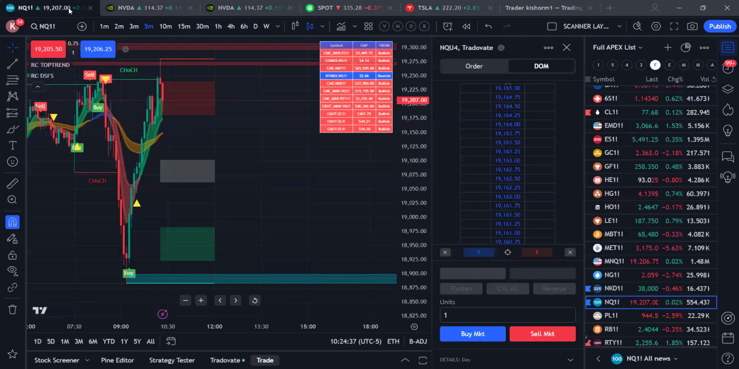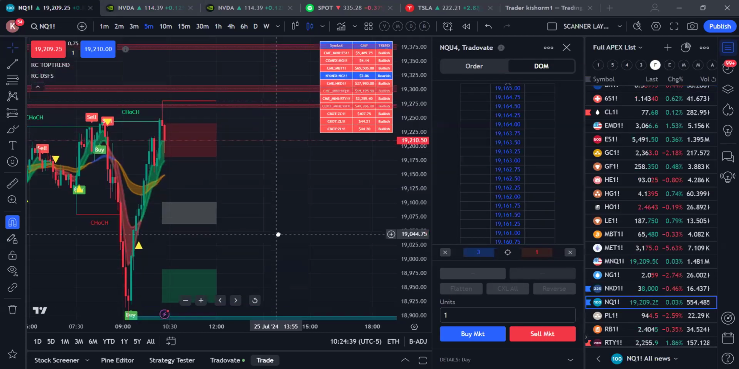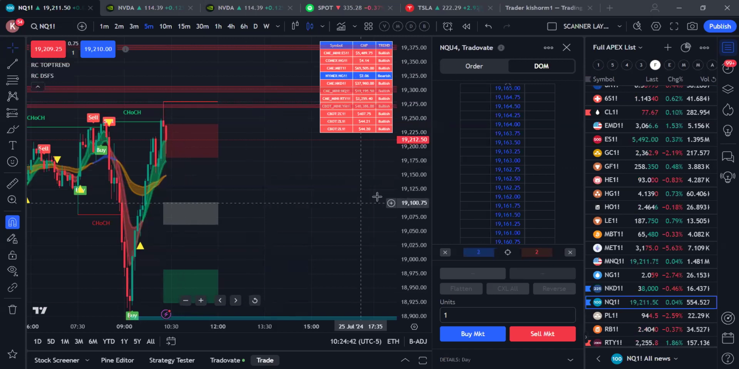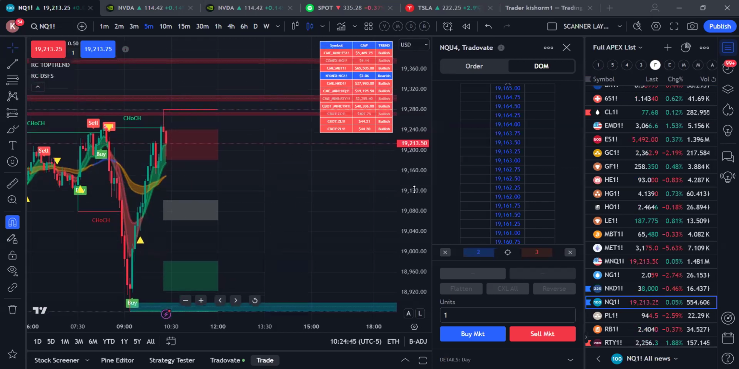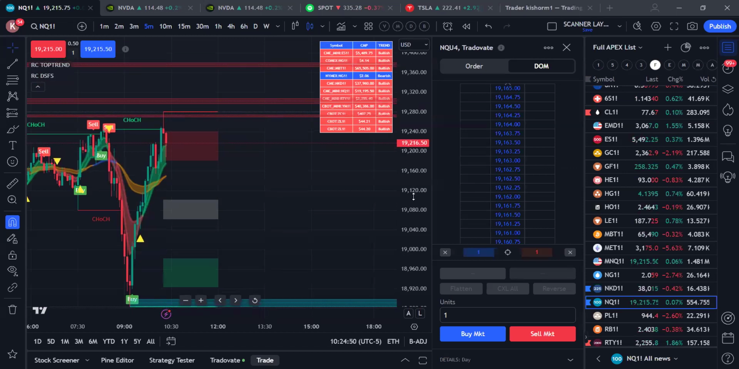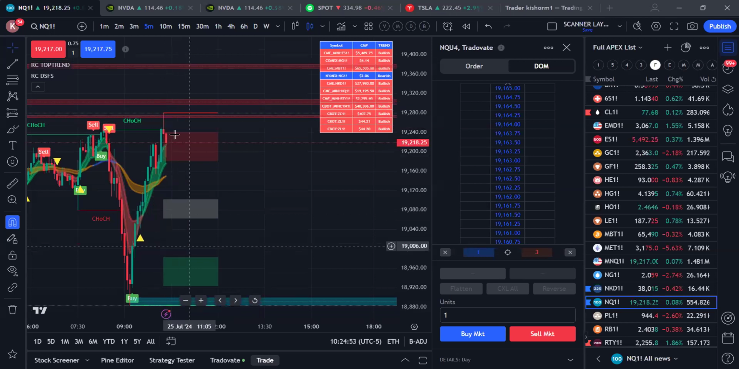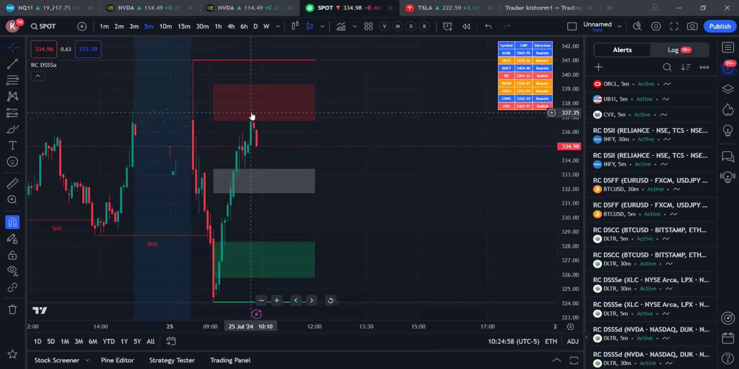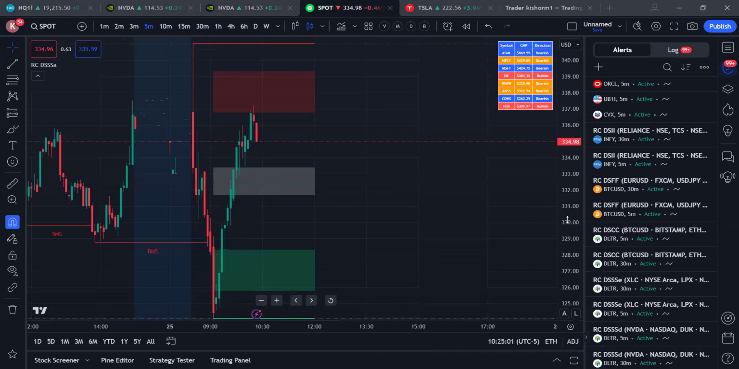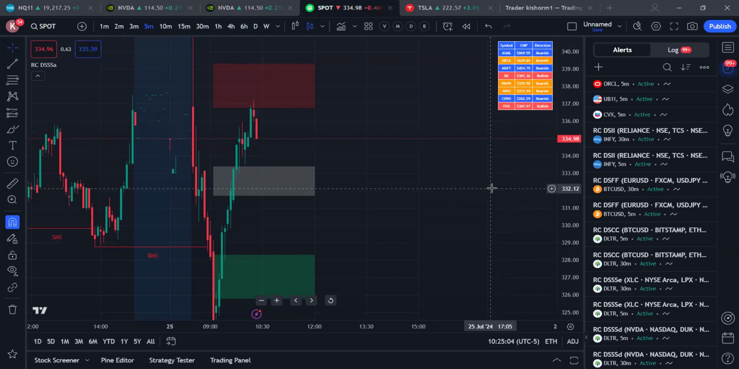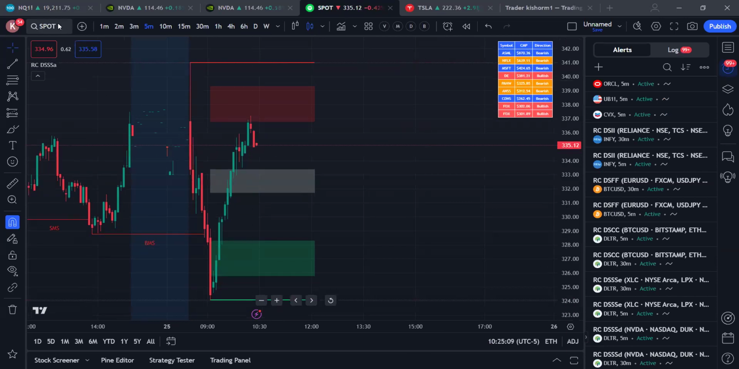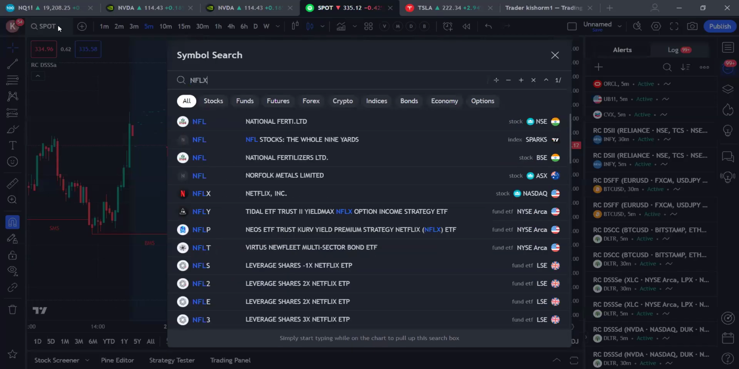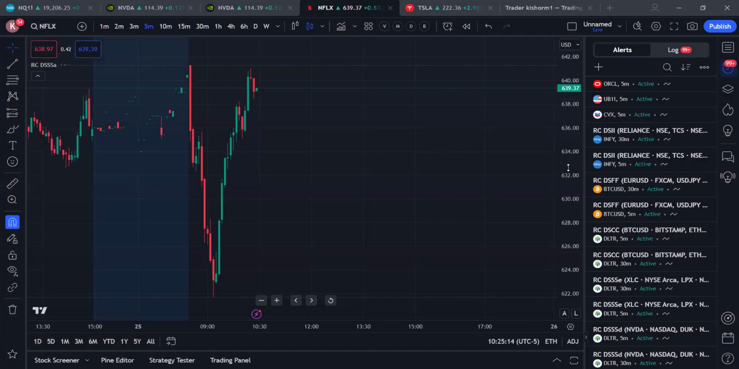Now NQ also started dropping, I think, at that level. But still, we don't have the sell signal. If we get a sell signal on NQ, then there will be a big drop on all the stocks. Spotify is also dropping. Netflix is also bearish. Panda Blue is bearish. There will be so many opportunities that we cannot take each and every one.